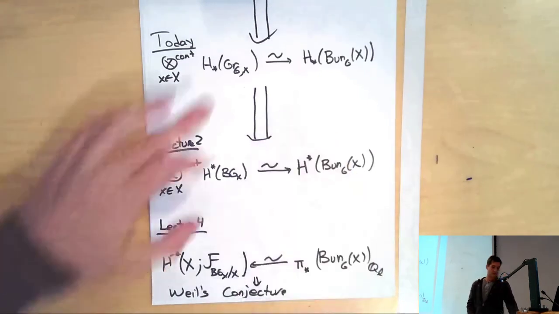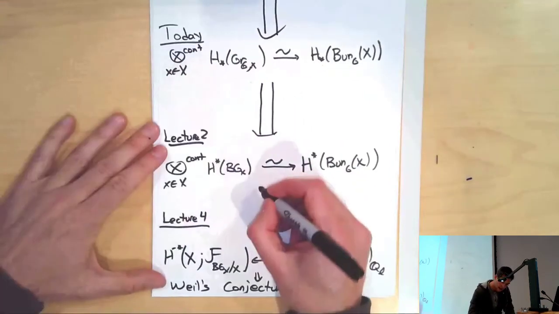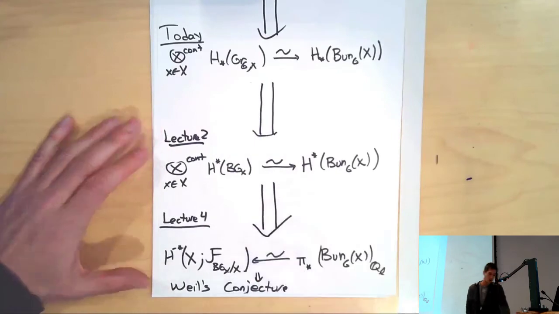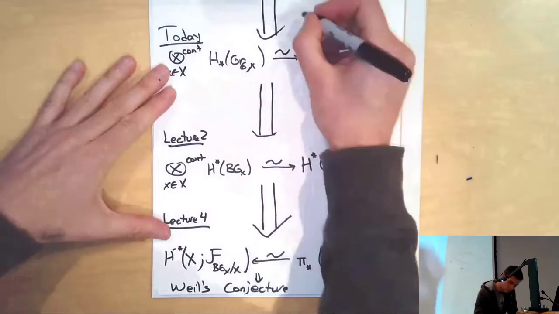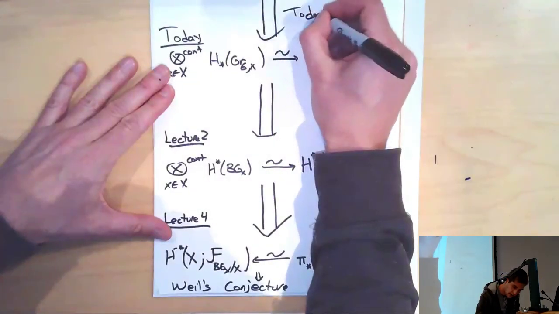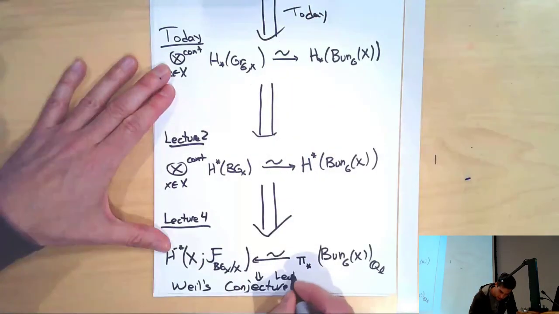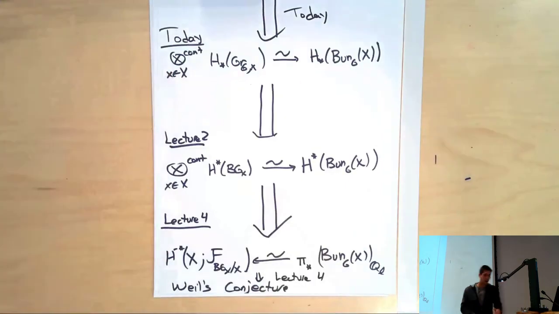And then you prove that the first statement implies the second, and the second statement implies the third, and then from the third you use the Grothendieck-Lefschetz trace formula to deduce Weil's conjecture, to deduce some equality of numbers. So this implication was today, this implication was in lecture 4. Let me say something about these middle two implications.